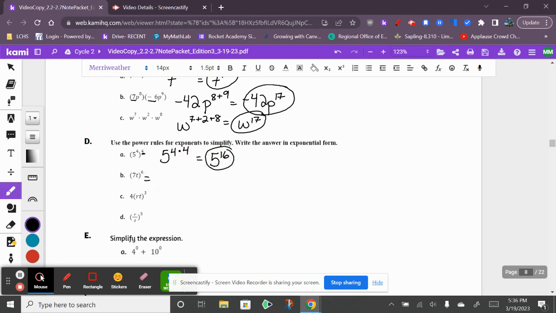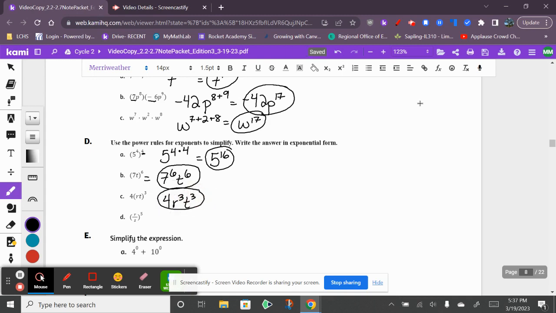If you have more than one thing inside the parentheses that's being multiplied, both factors will get the exponent. So we will have 7 to the 6th, t to the 6th. Same with this one, the r and the t will both get the 3. The 4 on the outside will not, because it's on the outside of the parentheses, so it will not be affected by the exponent. So this would be 4r to the third, t to the third.